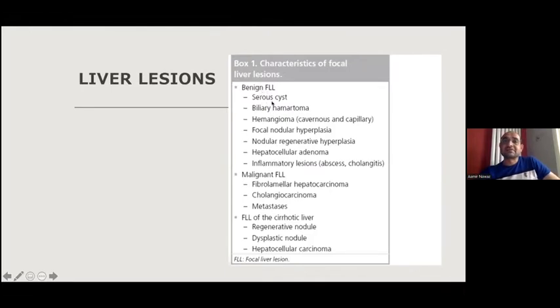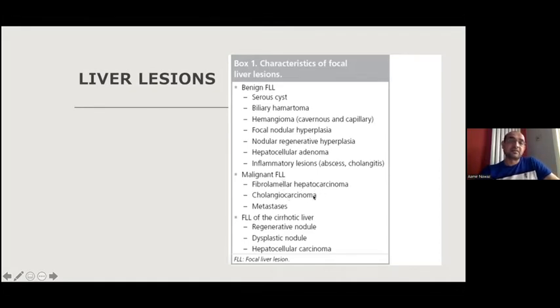There are simple cysts, which we call serous cysts, biliary hematoma, hemangioma, FNH, focal nodular hyperplasia, nodular regenerative hyperplasia, hepatocellular adenoma, and inflammatory lesions, which are called abscesses. And there are malignant focal lesions like hepatocellular carcinoma and cholangiocarcinoma.